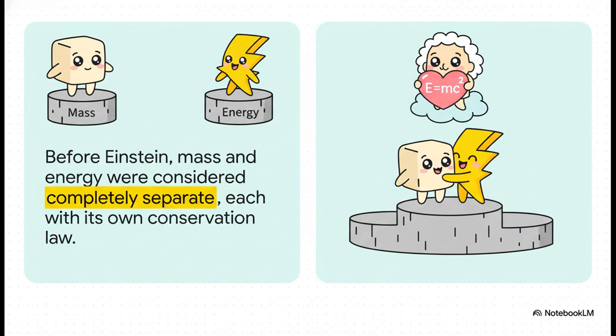Now, you have to understand what a huge shift this was. Before Einstein, science had 2 separate, almost sacred laws: the conservation of mass and the conservation of energy. They were completely different things. What Einstein did was come along and basically smash them together into one beautiful, unified idea. Mass is a form of energy, and energy has mass.